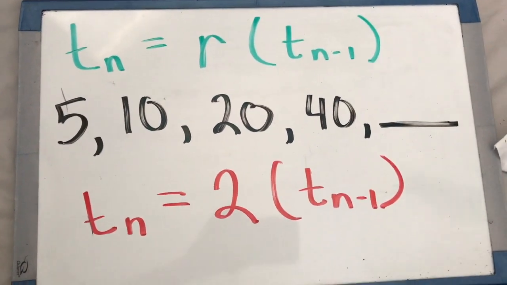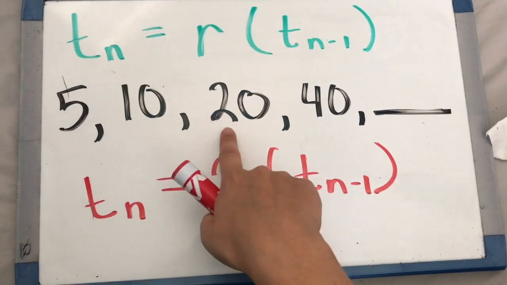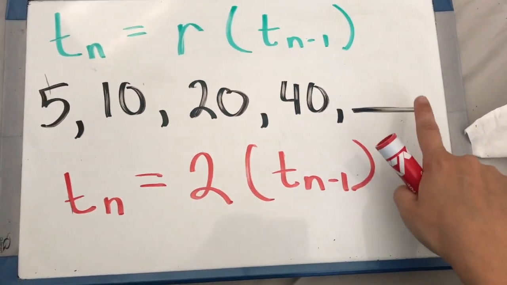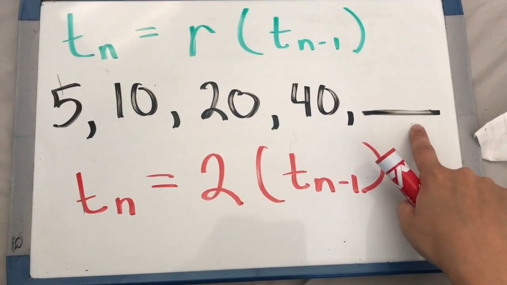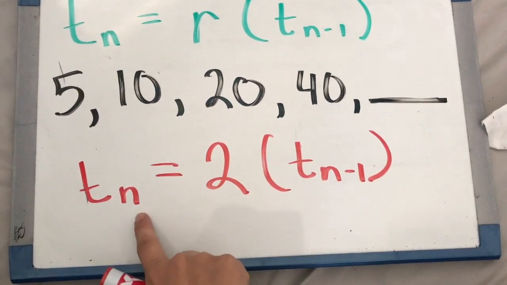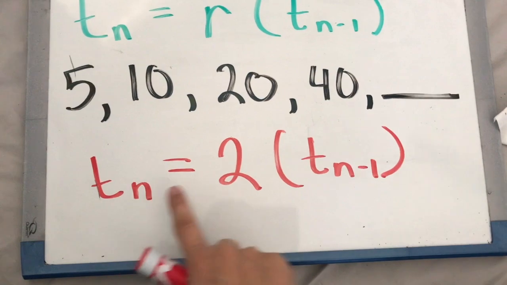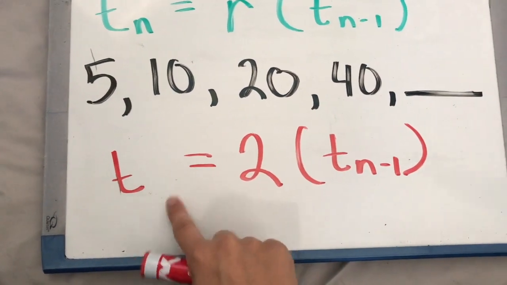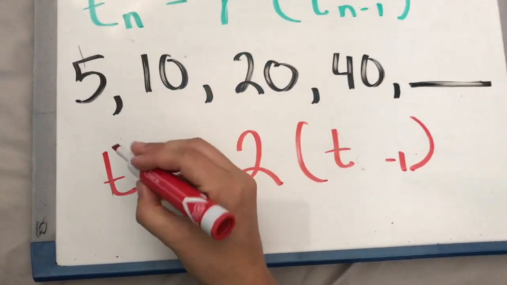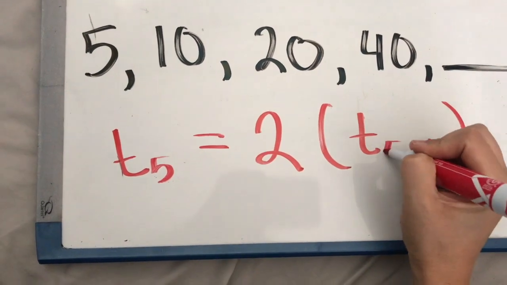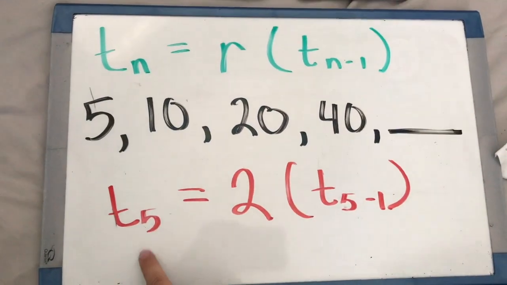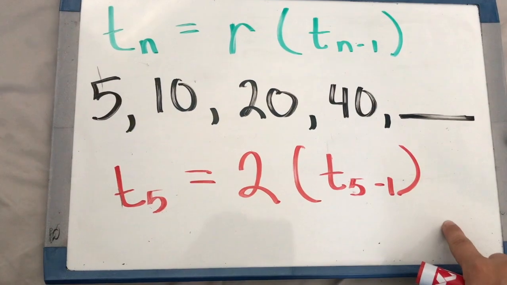Okay? So now let's see. I've got 1, 2, 3, 4. I want to find the 5th term. So that means I'm going to plug in 5 everywhere that I see an n. So I'm just going to erase this n and this n. We're going to put a 5 here. Okay, so I'm going to find the 5th term now using my equation.